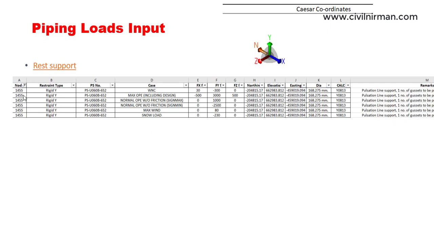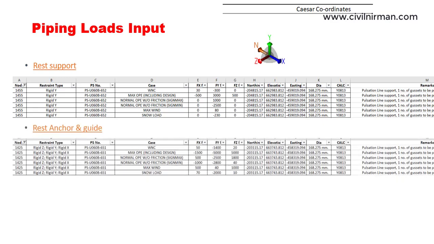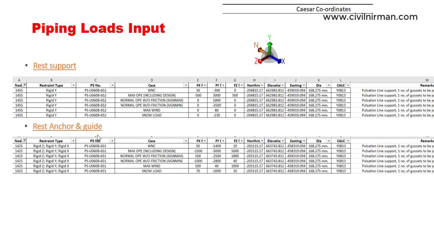Now you can observe that for each node or pipe support segment, you have all these different categories of the loading information available from the piping input. So it can be an empty load, operating load, then wind load and snow load. Similarly, if I talk about the rest and anchor guide support, you can observe that all three directional conditions are restrained, and you have the PS number, then you have the load category.